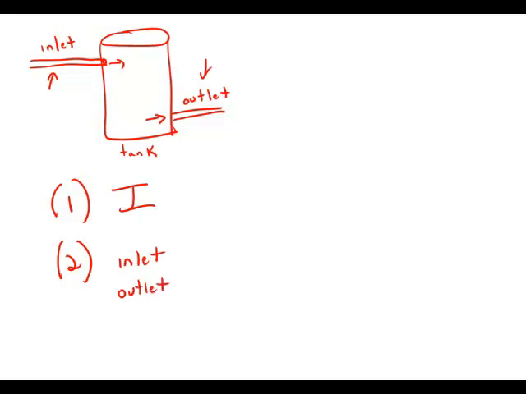So now we know the rate at which water is being pumped in and the rate at which water is being pumped out, and we could subtract these to find out how much water is building up in the tank. And again, because this is data sufficiency, we don't actually have to do this calculation. It's enough to know that we could do this calculation and answer the question. So statement number 2 is sufficient. 1 is insufficient, 2 is sufficient, and this is answer choice B.